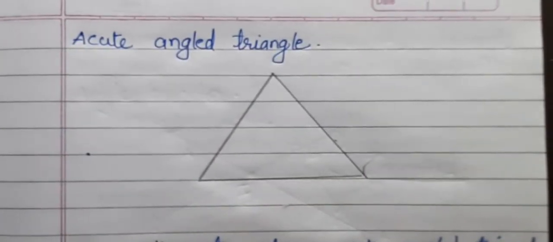Next is the acute angle triangle. We will be using the set square here. I'll name this triangle XYZ.